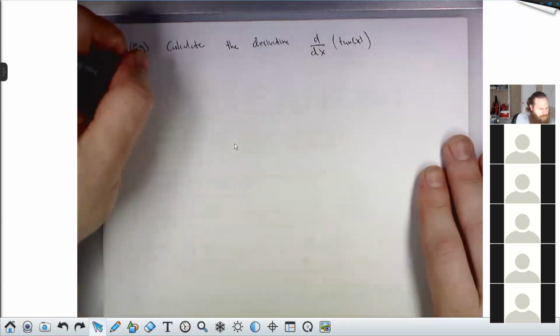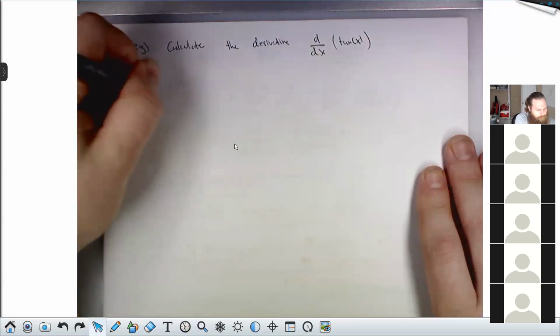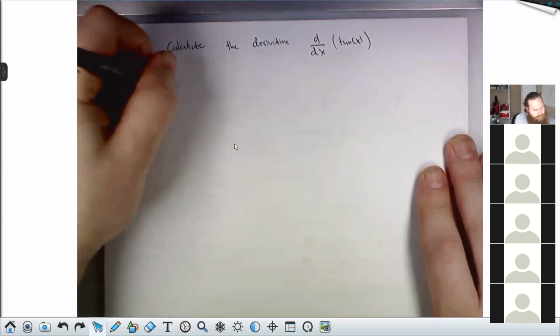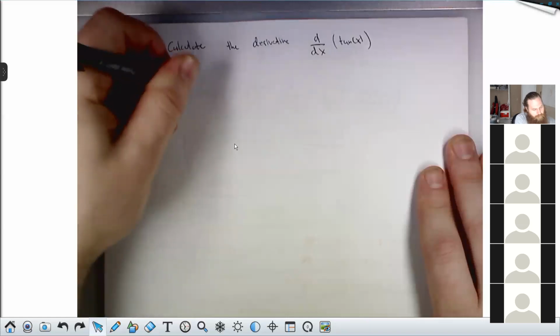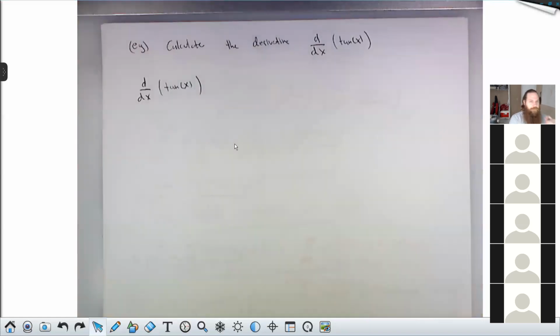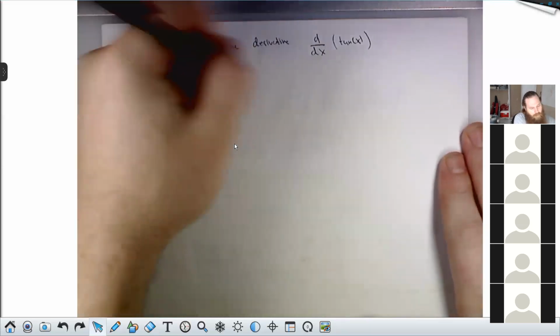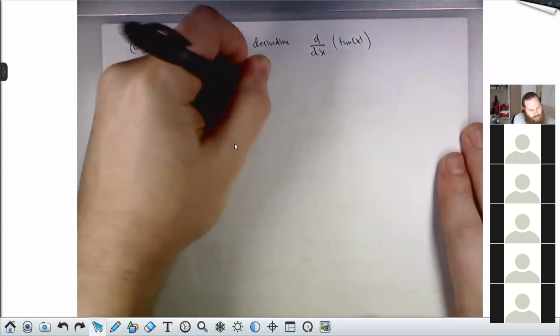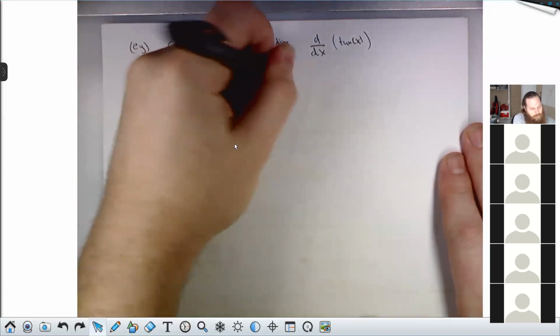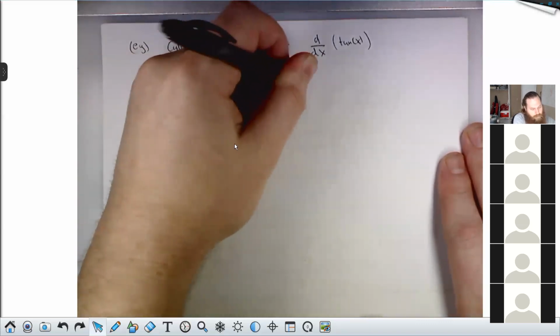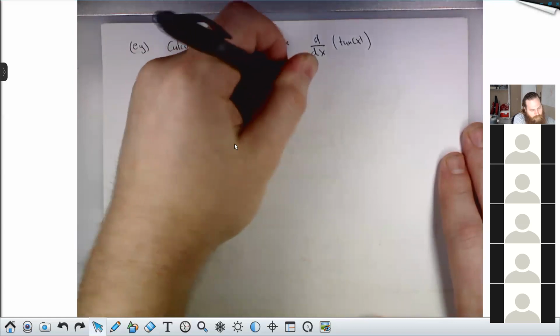How could I possibly do this? I know the derivative of sine and I know the derivative of cosine. How can I use that? Rewrite tangent in terms of sine and cosine and then use the quotient rule? Perfect. You know that tan of x is sine of x over cos of x.